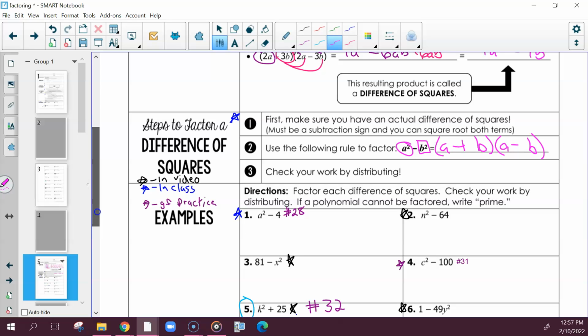Guys, this is going to go by really fast. Make sure you're writing this down. Before we do some actual examples, does anyone have questions on that part?